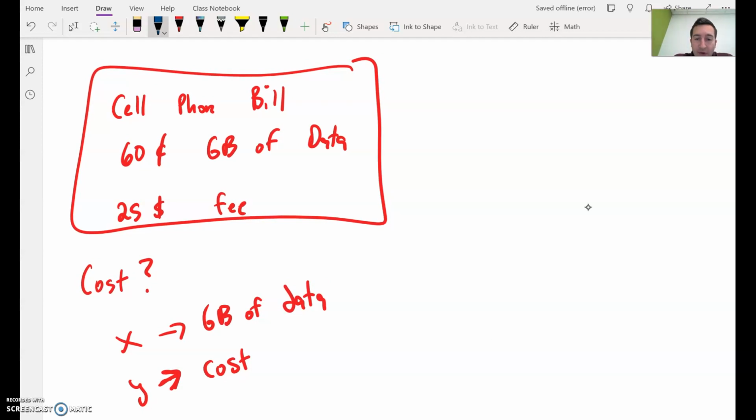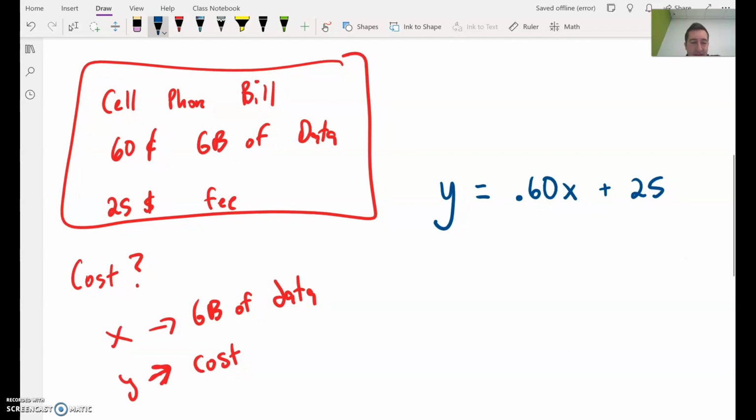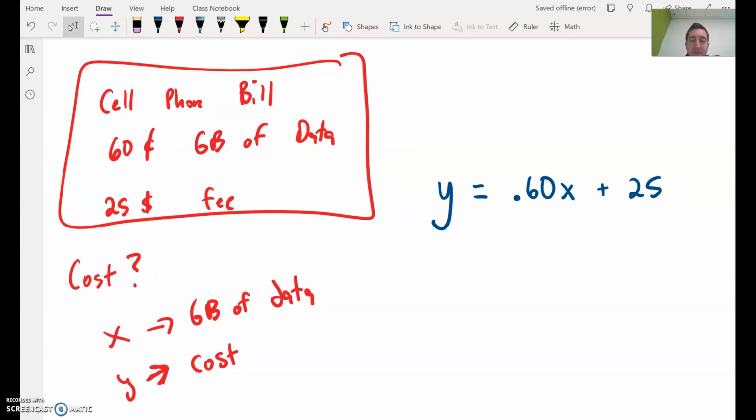So if the y is the cost and the x is the gigabytes of data, then we could say, here's our answer, that the cost is equal to 0.60x plus $25. Okay, hold on a second. We just did something cool there. Let's look at this equation. This is our slope, 0.6.